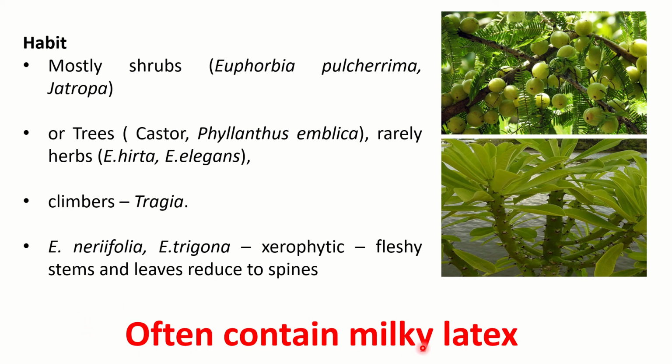Now coming to this part. This is one of the most striking characteristics that makes Euphorbiaceae so distinct from other families. If you break a part of the plant, you will often see a milky white fluid oozing out from that broken region. This is a milky latex. So the presence of milky latex is one of the most important and striking features of this particular family.